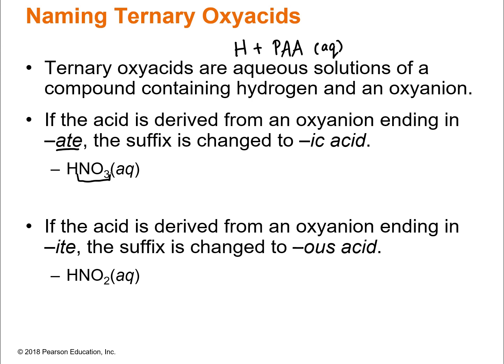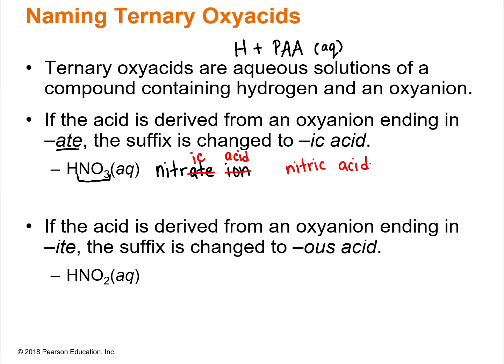So here, we've got NO3. You look that up on your chart. That's the nitrate ion. Since we have an acid derived from that, we're going to get rid of the ATE and replace it with ic. Replace the word ion with acid. So the name is nitric acid.